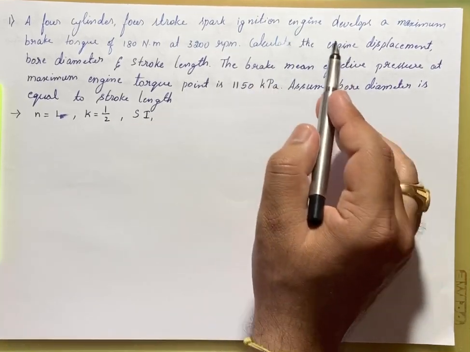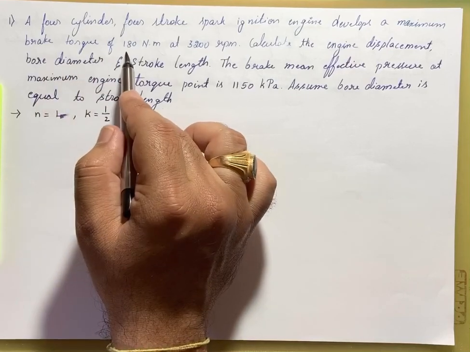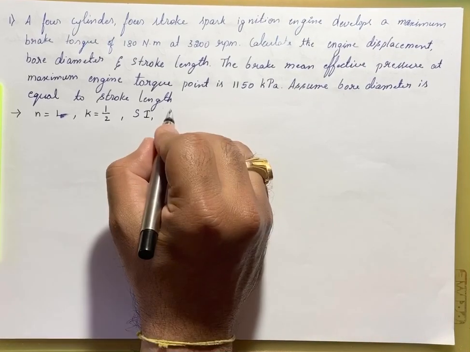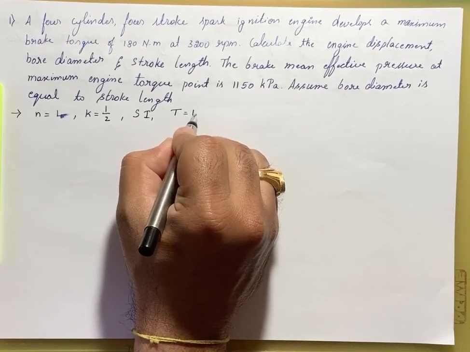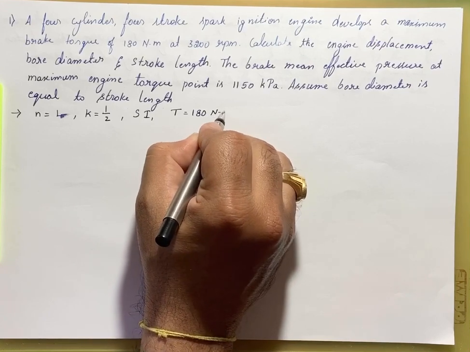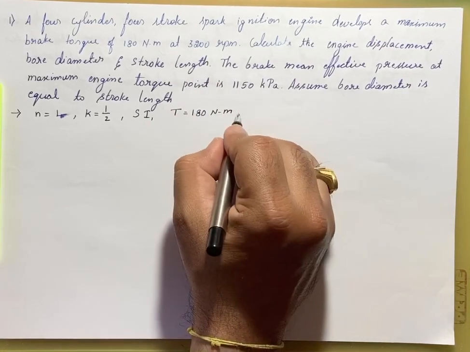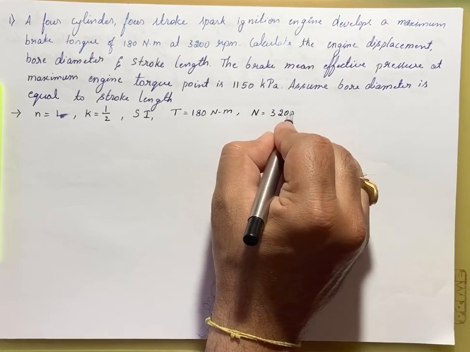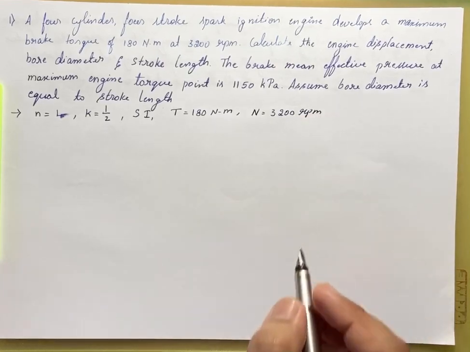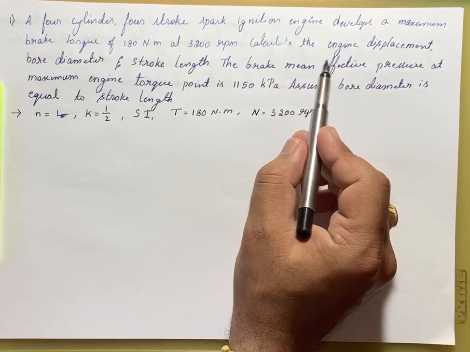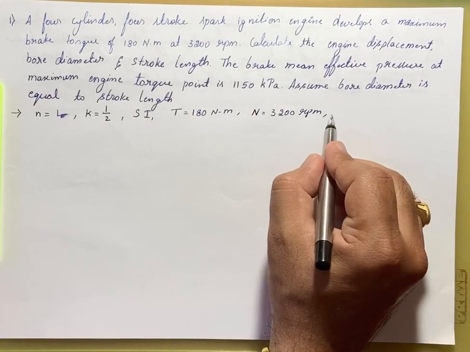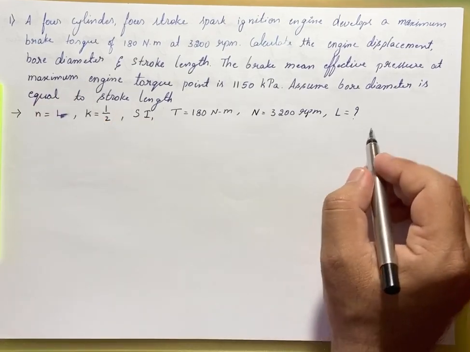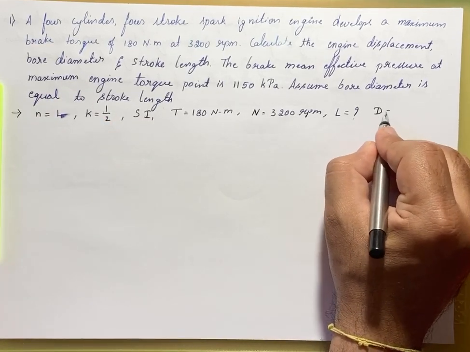Then what is given? It develops a maximum brake torque of 180 Newton meter here. That means he has given torque T is equal to 180 Newton meter. Then he has given speed, capital letter N is equal to 3200 rpm. Right. Then what is given? Calculate the engine displacement. Engine displacement is nothing but the stroke. Find out L, and bore diameter, that is capital D.